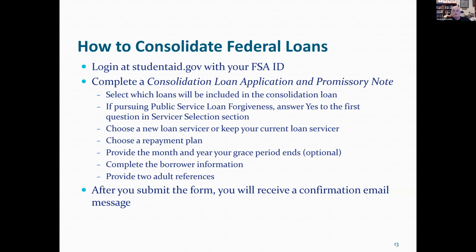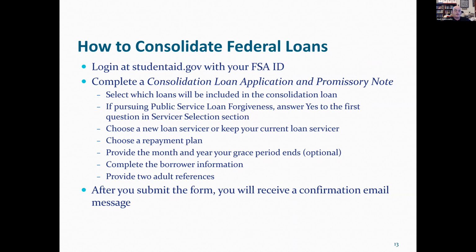And then after you submit the form, you'll get a confirmation email message. Keep that. Don't throw it away. Maybe even print it out and put it in the folder. And then your loans will be consolidated. You'll get a new loan, and you'll be paying to a new loan servicer. If you were doing auto debit, you're going to have to redo that because the loan servicer is different.